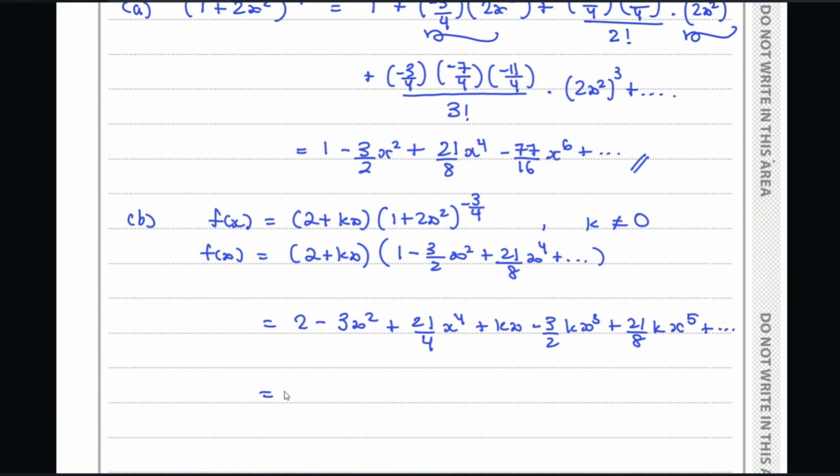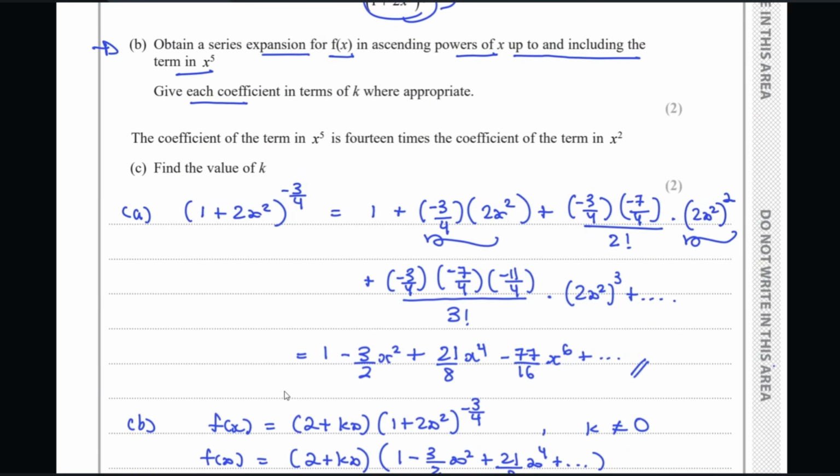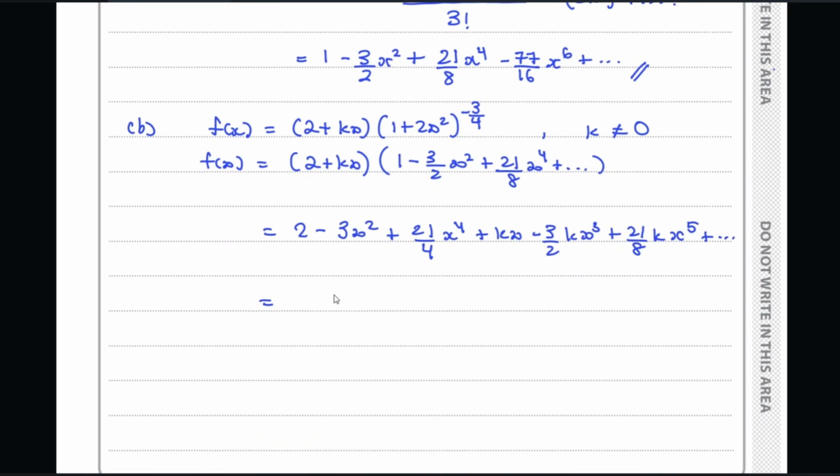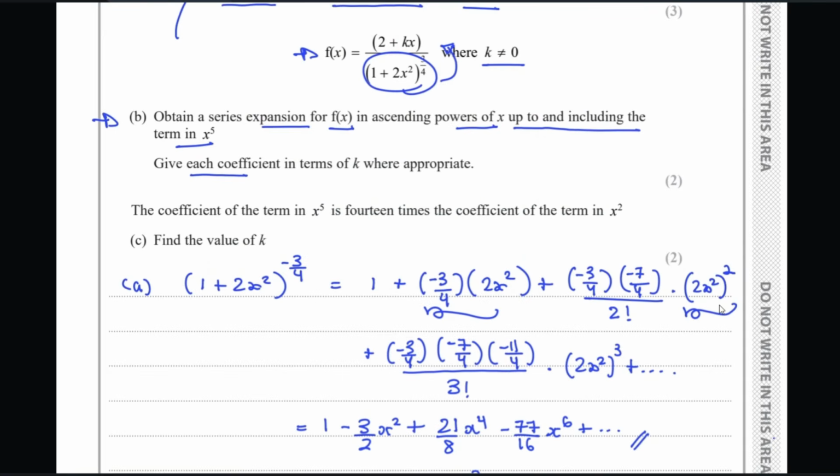Let's rearrange this in ascending order. Give each coefficient in terms of k where appropriate. Okay, so let's start with the constant term 2. Then we have a term with x to the power of 1, which is plus kx. Then we have a term with x to the power of 2, minus 3x squared. Then comes minus 3 over 2 k x cubed. Then comes plus 21 over 4 x to the power of 4. And the last term is plus 21 over 8 k x to the power 5. And that's it. That is the answer for question B.